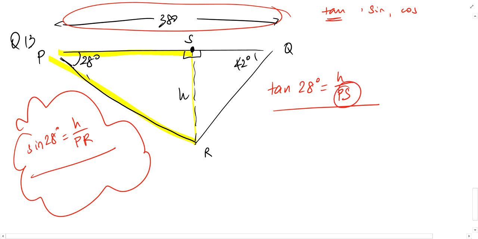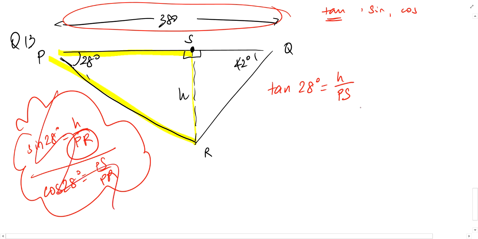Okay, this is how we are trying to eliminate options that are not that critical. Whereas if you choose to use sine, PR, I don't know what it is, so I will confirm be stuck. Similarly for cosine 28 degrees, I will have adjacent, which is PS over PR, which I don't know what PR is. I have no information on that, so I'll be stuck. So let us not use this, we will use tangent. But right now, I still have two unknowns, H and PS. Whereas on this side, it is simply a number that you can find out from your calculator. So that's one piece of information we have already.